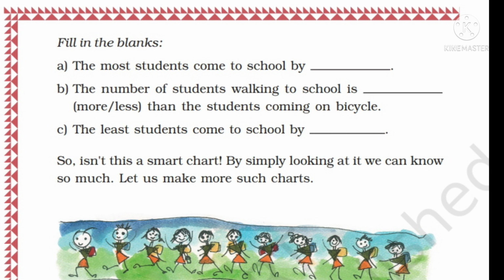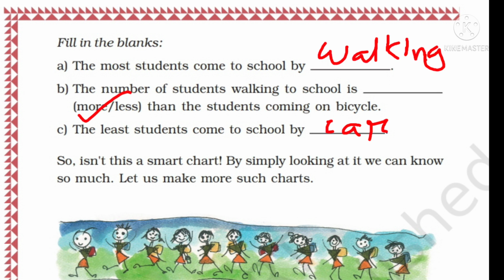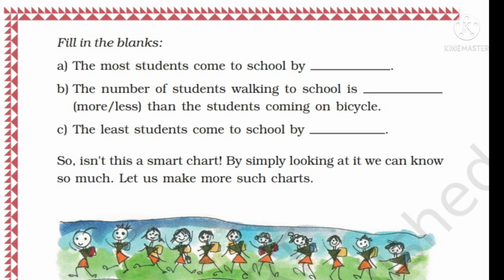The number of students walking to school is more or less than the number of students coming by bicycle. More. Yes, it's more because by walking 11 students are coming, so it will be more. The least students come to school by dash. So isn't this a smart chart? By simply looking at it, we can know so much. Let us make more such charts.